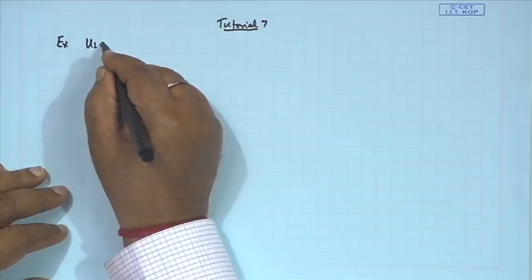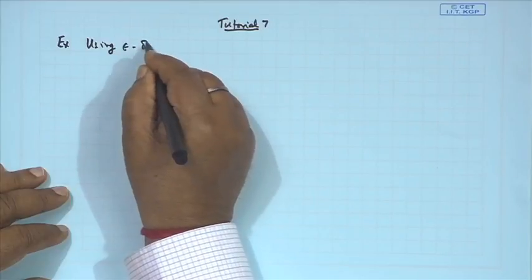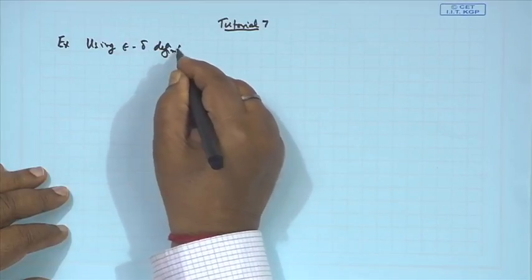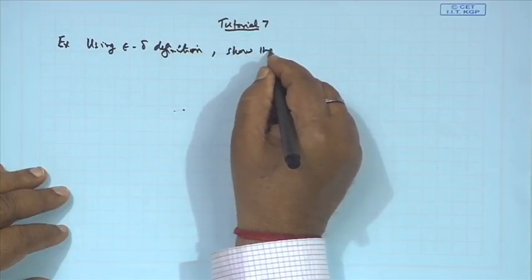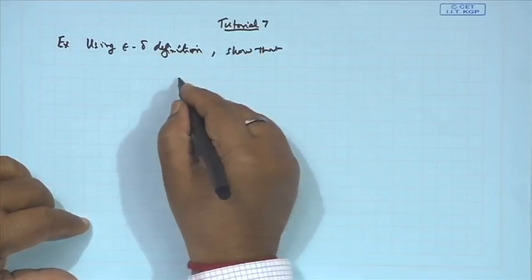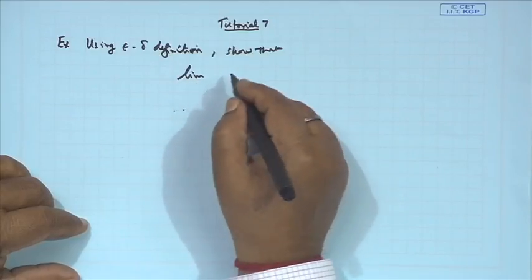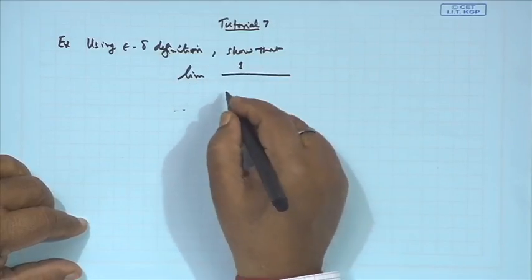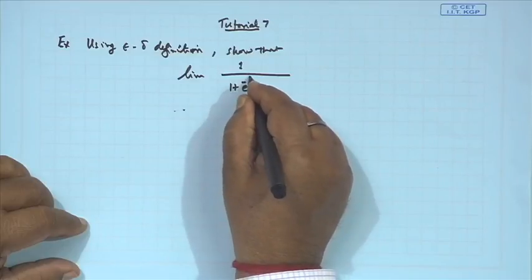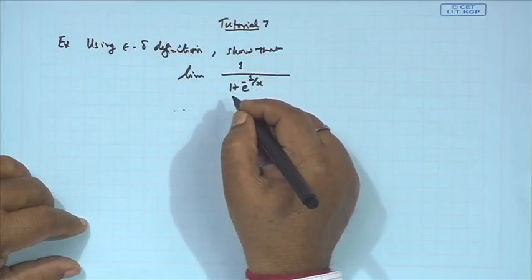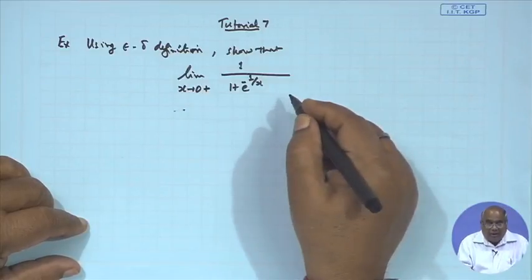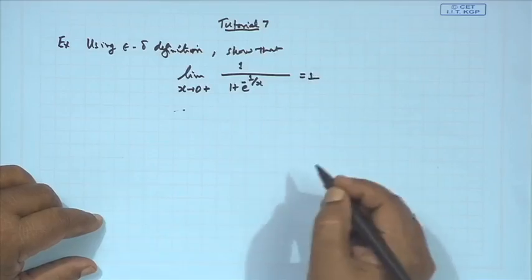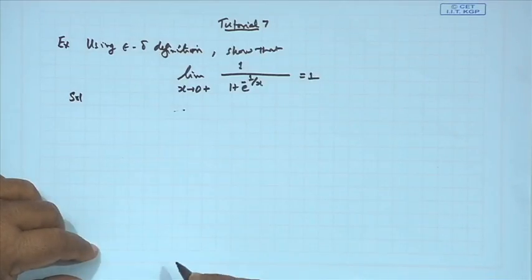So, using the epsilon delta definition, show that the limit of the function 1 over 1 plus e to the power minus 1 by x, when x tends to 0 plus, that is, from the right hand side x is approaching 0, is 1. So, this is the problem.